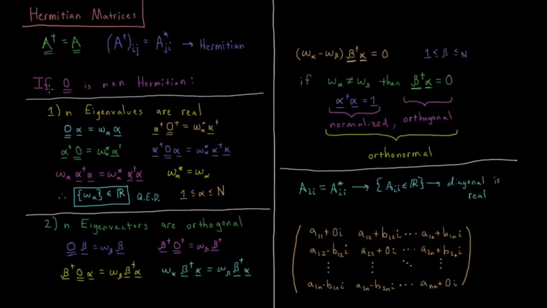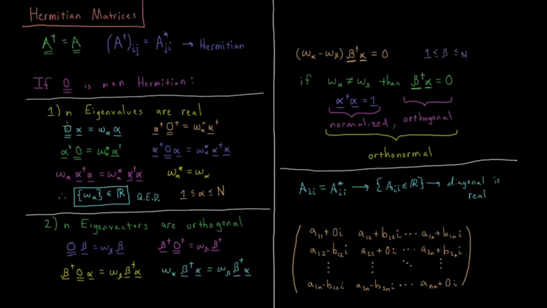All right, let's say we have a matrix operator O, which is an n by n matrix and is Hermitian. This has two very important properties that are going to be useful to us in quantum mechanics and electronic structure theory. Number one, it's going to have n eigenvalues, which are all real. They're going to be real numbers. So let's quickly prove this.